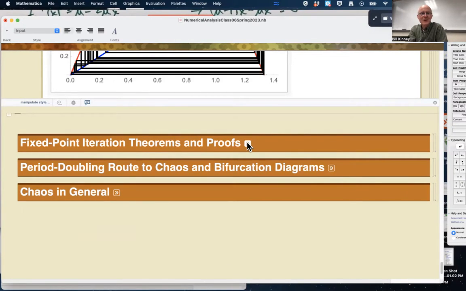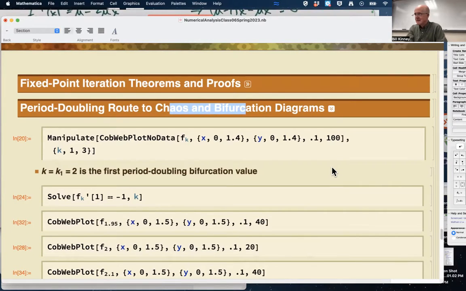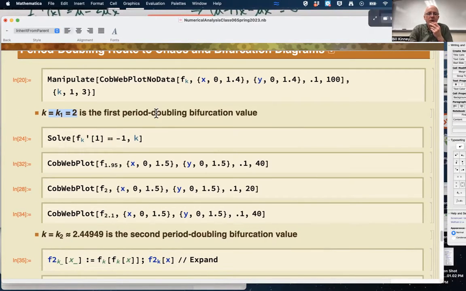I got a section here, fixed point iteration theorems and proofs. That's not really our main goal today, so I'm going to skip it to this period doubling route to chaos and bifurcation diagrams. Really, the really fun stuff. All right. K equals 2 is the first period doubling bifurcation value. Anybody take differential equations with me? Okay, yeah, you did. Remember bifurcations in differential equations? Okay, this is kind of similar.